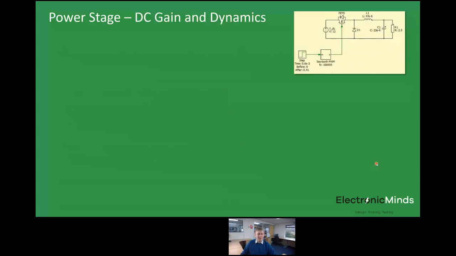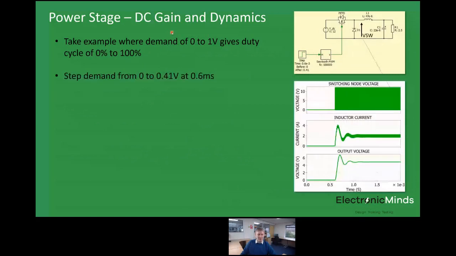So we need to know what the dynamics, the frequency response of that power stage is from that input through to the output. So let's take that same example, and let's take an example where the modulator block gives 0 to 100% duty cycle with a 0 to 1 volt input coming in on its input here. If we do that, and then we step the demand from 0 at the start of this up to 0.41 volts at just over the 600 microsecond time point, you can see here, as soon as we put that step demand in on the input, the output voltage starts to rise.